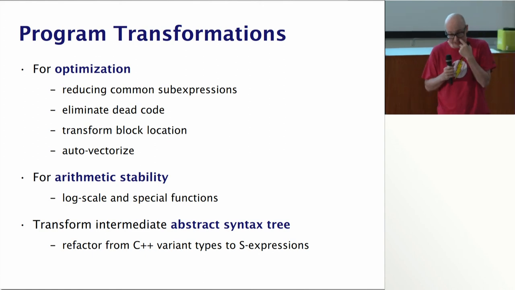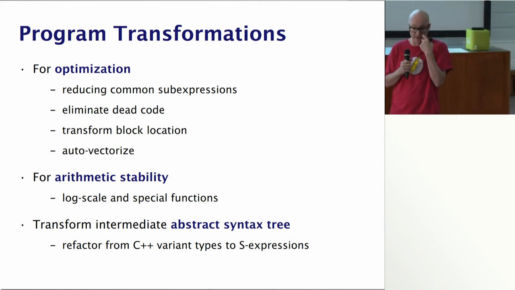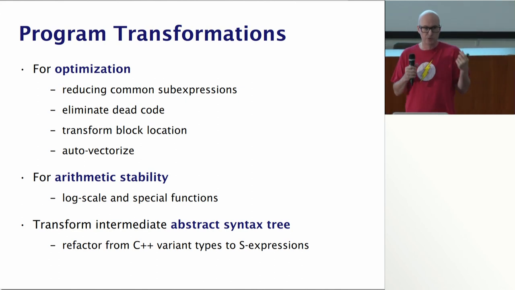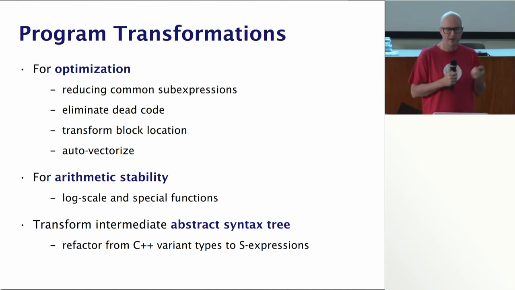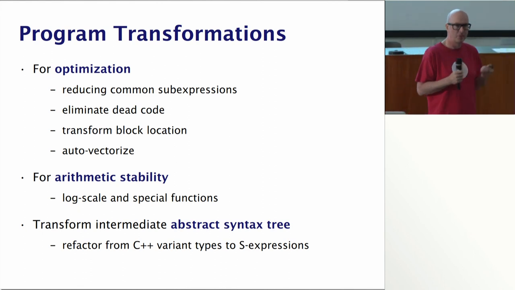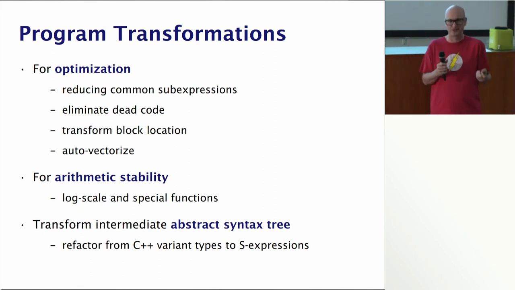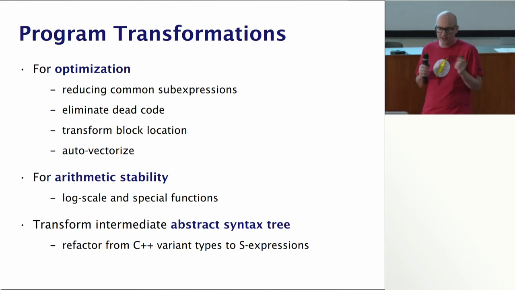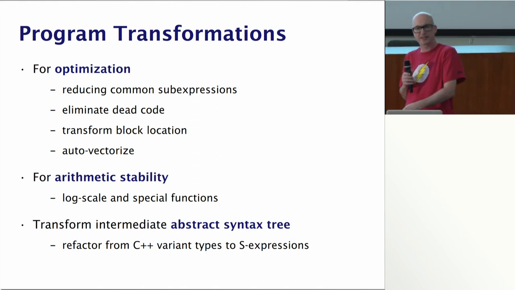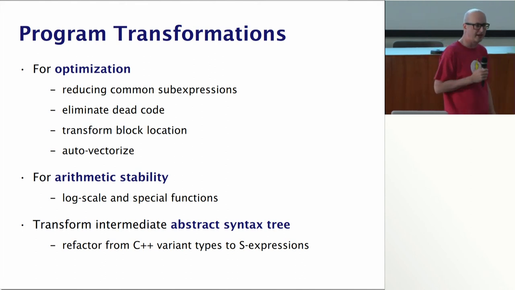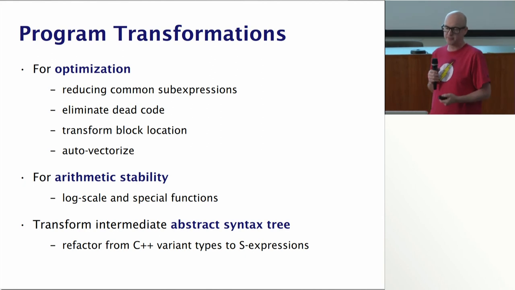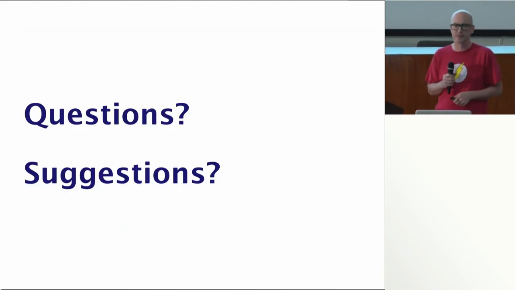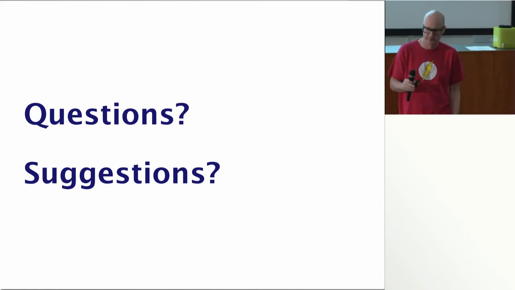We also want to work on program transformation. So part of the language is we want to be able to reduce common subexpressions. We want to do all the fun things that everybody who develops compilers does. We want to be able to eliminate dead code. We want to transform locations. We want to automatically vectorize. We want to see if you do log 1 plus alpha, that it should really be log1p of alpha, all of that kind of stuff. So we want to transform for arithmetic stability and for optimization. And to do that, we really need to generalize our abstract syntax tree away from the really complicated C++ data structure that it is right now. So I hope I didn't go over too far.